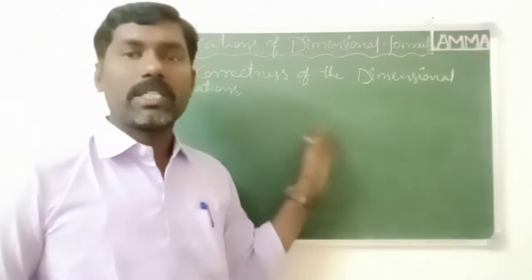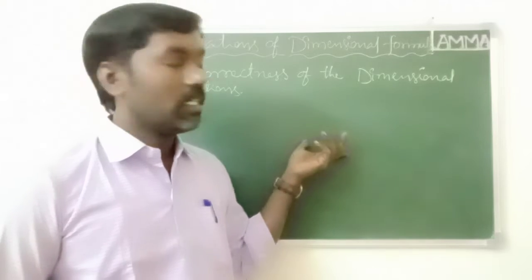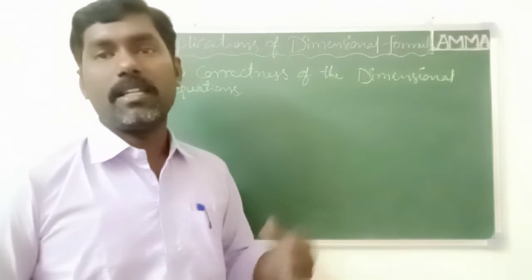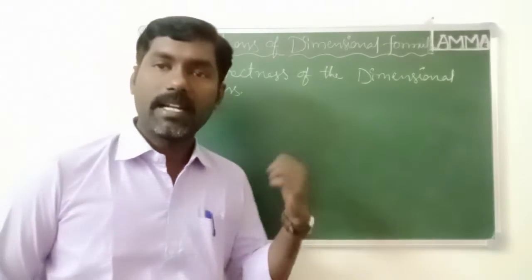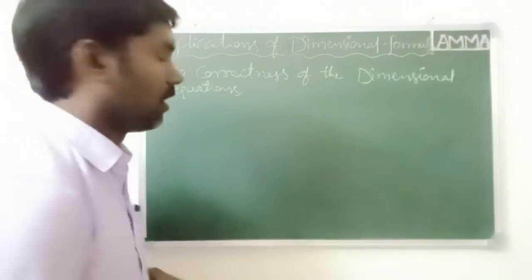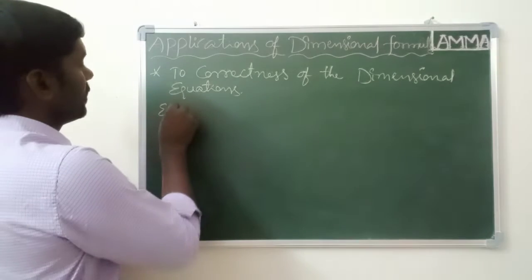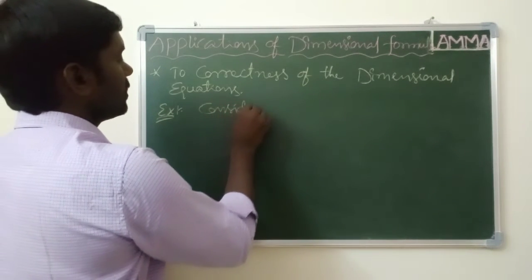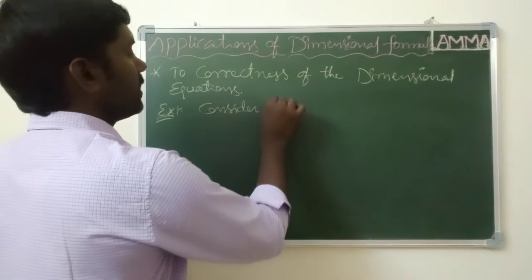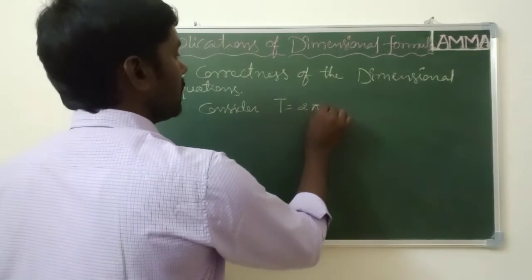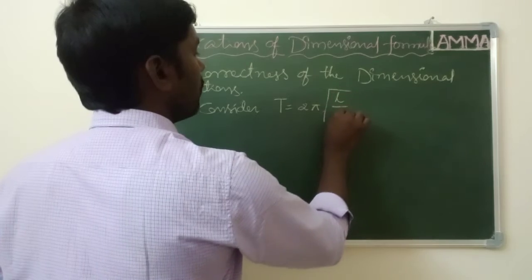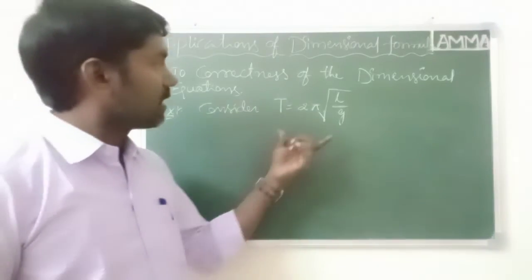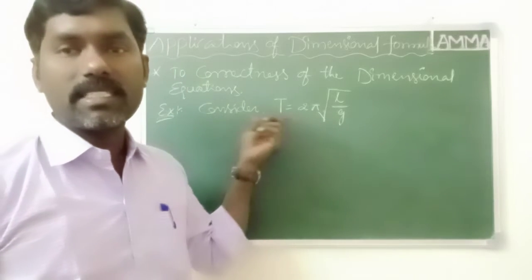Whatever equation or expression is given to you, whether it is right or wrong, we can check by using dimensional formulas. Students, let us discuss with an example. Let us consider the expression T = 2π√(L/g). Students, it is an expression for finding the time period.